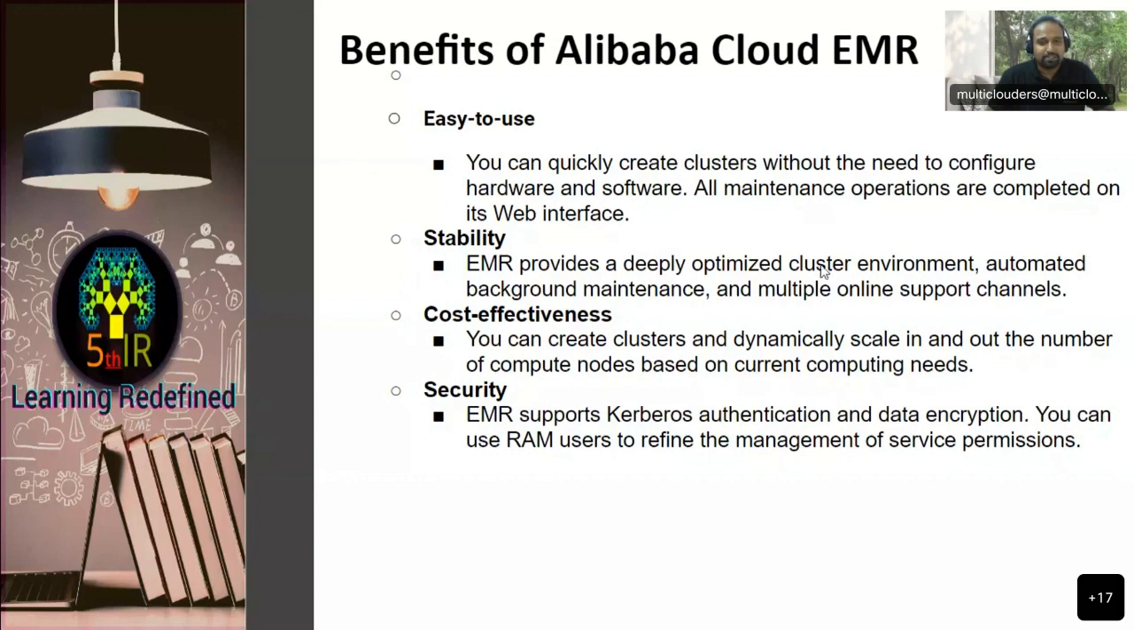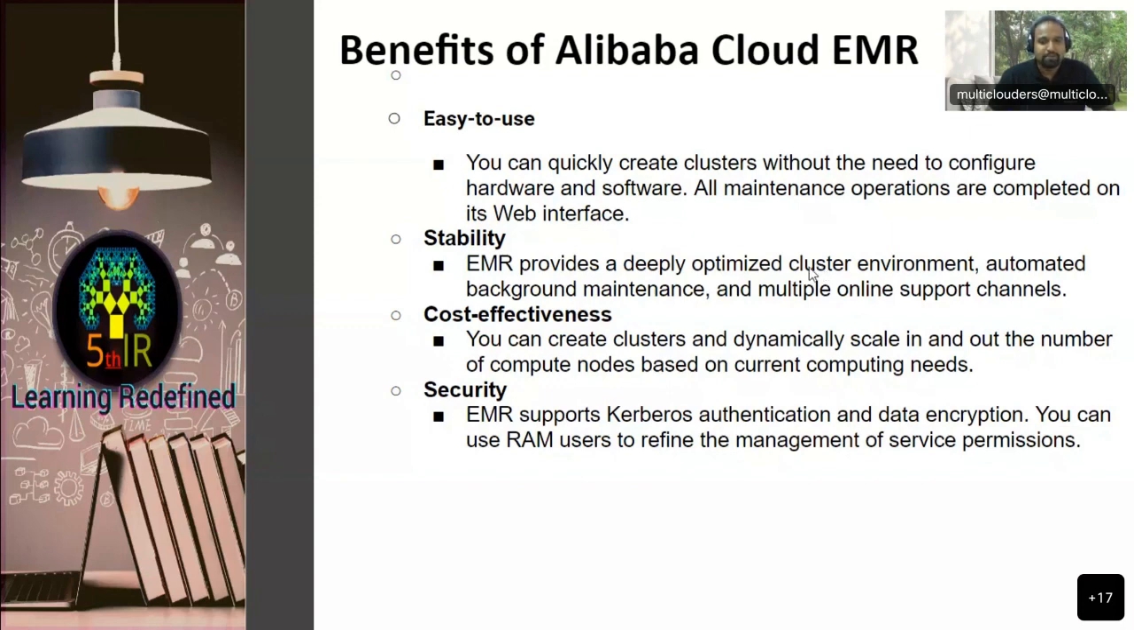And cost effectiveness, of course: fixed scaling or fixed allocation of resources is not there. We can allocate resources based on demand, that is, scale in and scale out of resources. If more resources are needed, you can scale them up, and scale in and scale out are done, so that at the foremost, your cost will be reduced. Since fixed resource allocation is not there, your cost will be reduced.